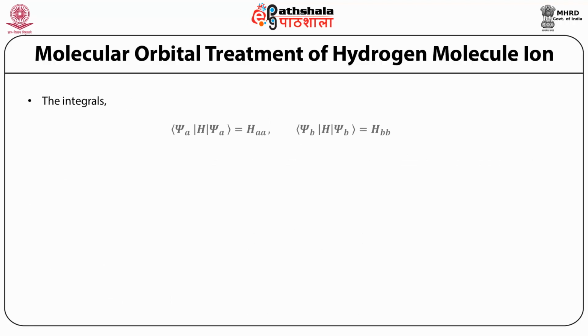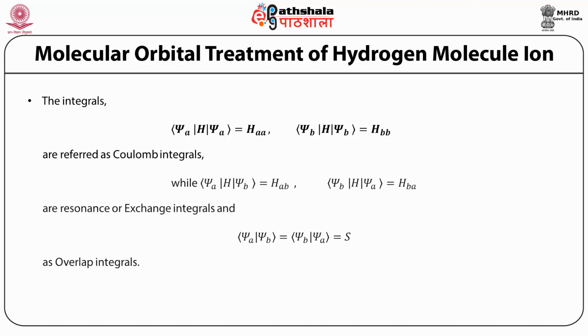Now, the integrals psi A H psi A equals H AA and psi B H psi B equals H BB. These are referred to as the Coulomb integrals, while psi A H psi B equals H AB, and psi B H psi A equals H BA. These are resonance or exchange integrals, and psi A psi B equals psi B psi A equals S, and these are referred to as the overlap integrals.